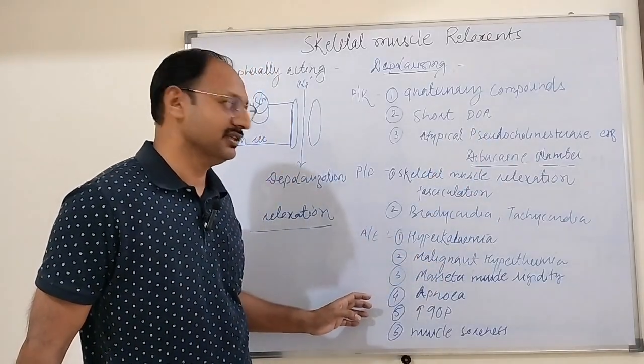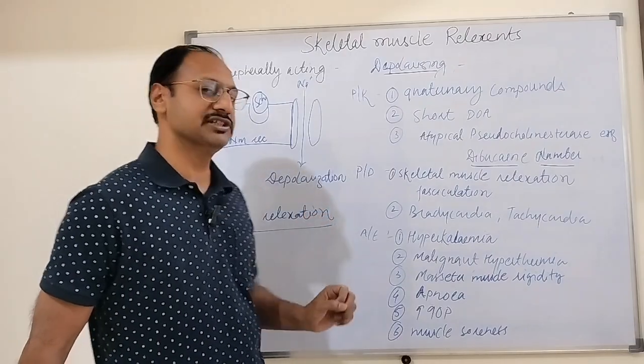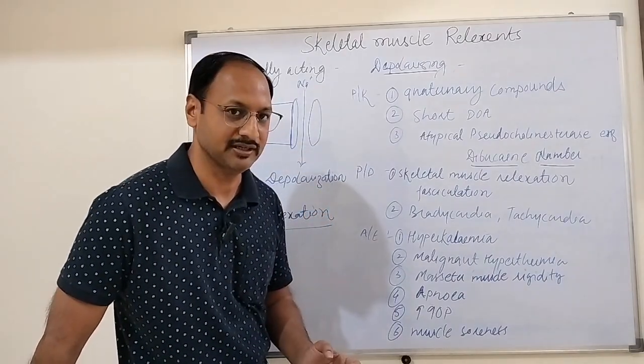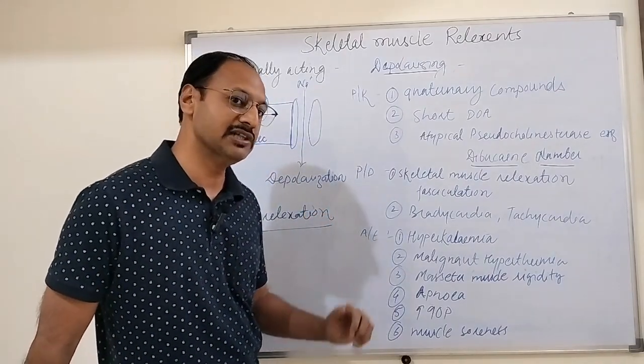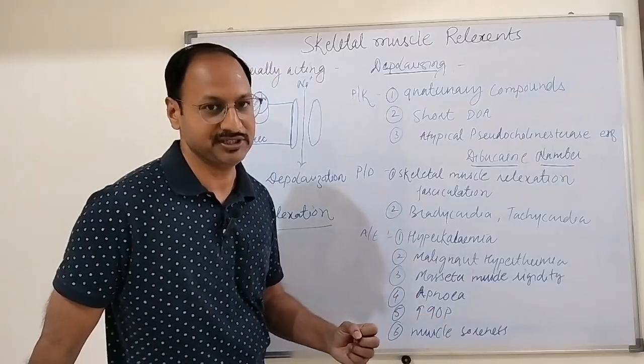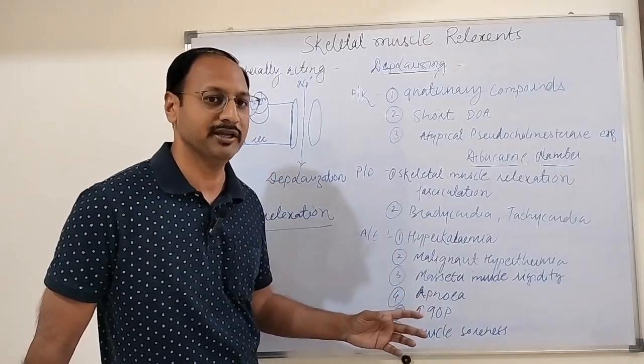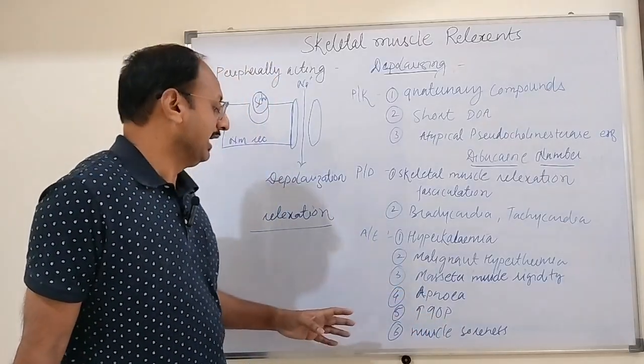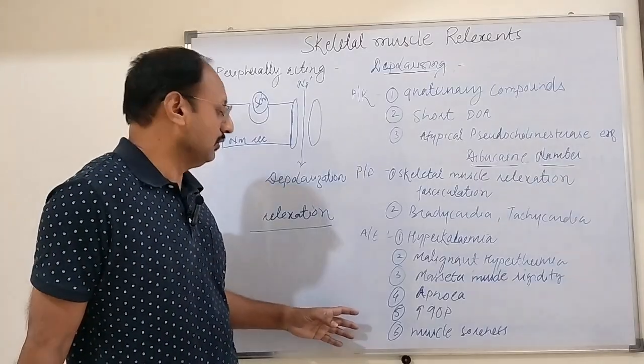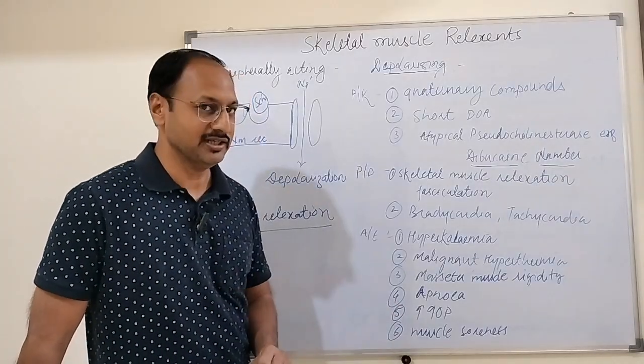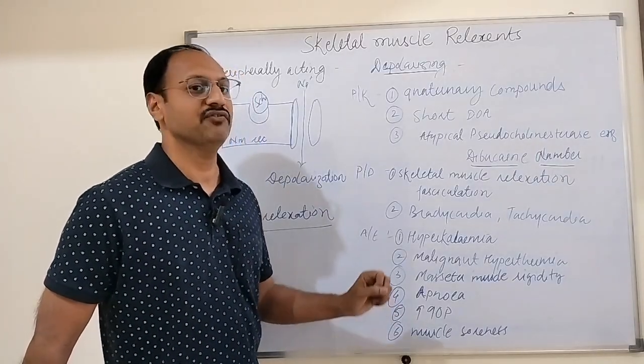Next adverse effect is that this drug can increase intraocular pressure. Next, this drug can also increase intragastric pressure, which leads to nausea and vomiting. And another adverse effect with succinylcholine is muscle soreness due to initial fasciculation.